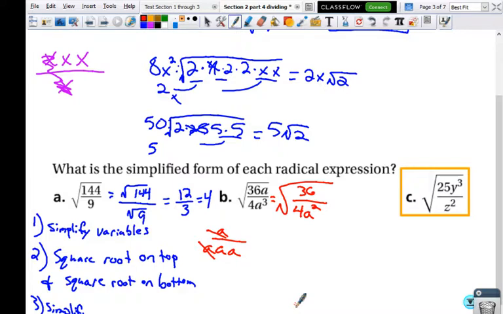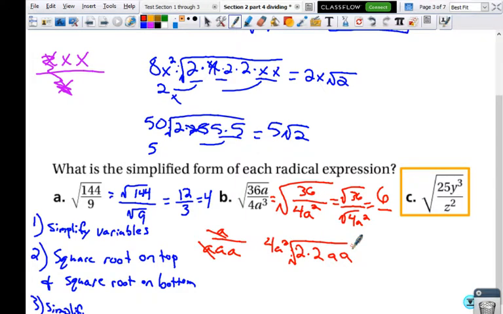All right. So I simplified the variables, and now I'm going to square root the top, square root the bottom. So I'm going to have square root of 36 over square root of 4A squared. What's the square root of 36? 6. That's a regular number, so I'm not going to do my thing. But let's look at 4A squared. What times what is 4? 2 times 2. And A squared means I have 2 A's. Okay, I split it up as much as I could. What's going to get kicked out? It's just 2.